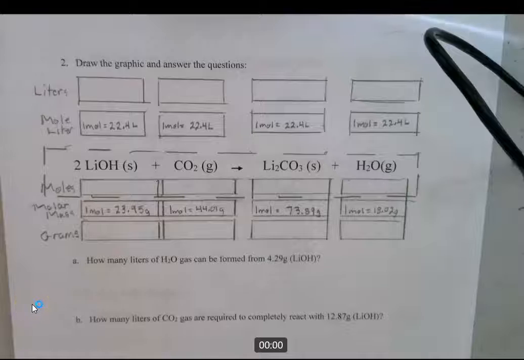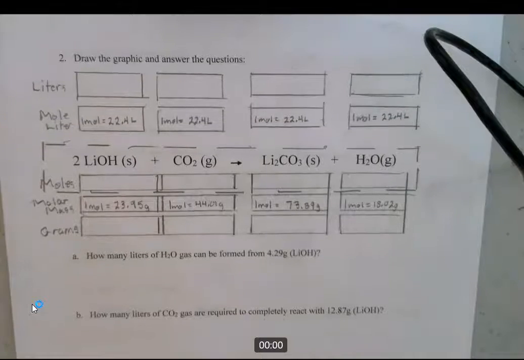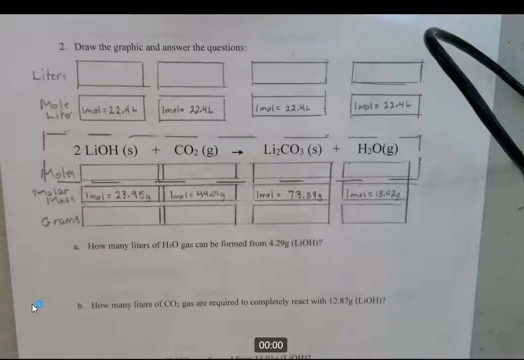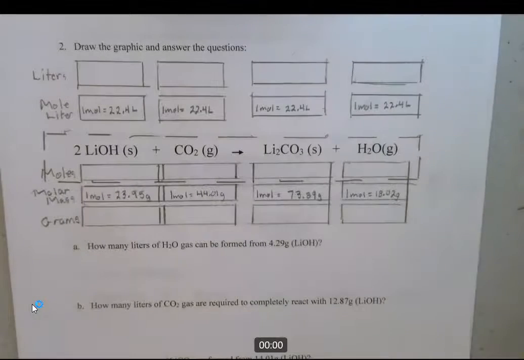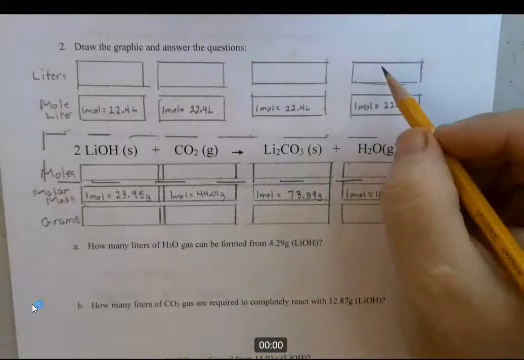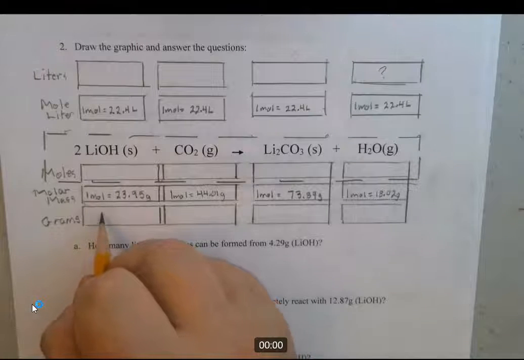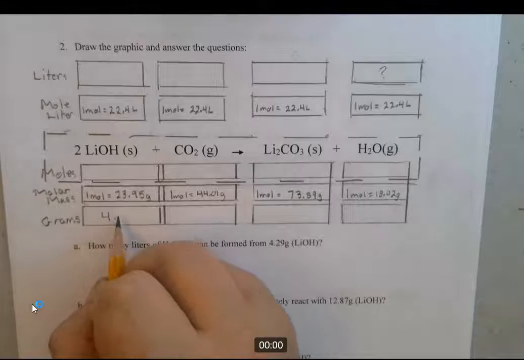Okay, AP Chem, we're continuing on with day 32, lesson 16. We're going to do our second gas stoichiometry problem. All right, so first question is how many liters of H2O? So we're going to go up to H2O over here, and liters is up here. That's a question mark. Can be formed by 4.29 grams of lithium hydroxide, LiOH. So 4.29 is down here.